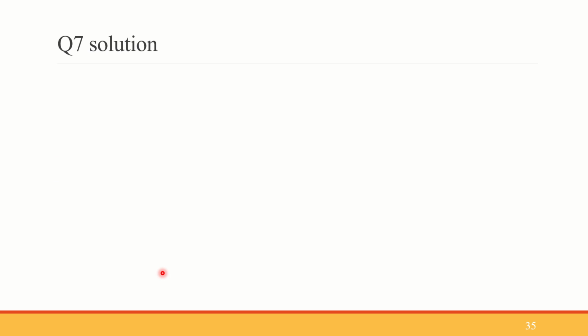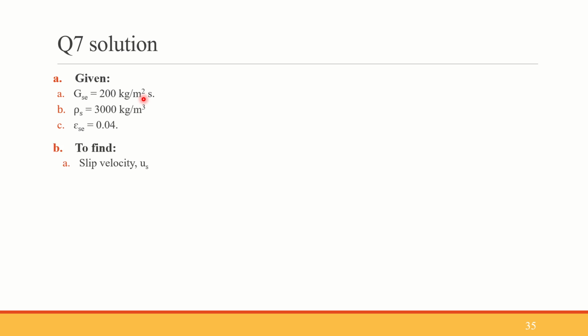So how are we going to do that? First, let us write the given. We are given the entrainment flux, which is 200 kg per meter square second, the density of solids, and epsilon SE, the solid fraction, which is 0.04. And we are asked to find the slip velocity US.